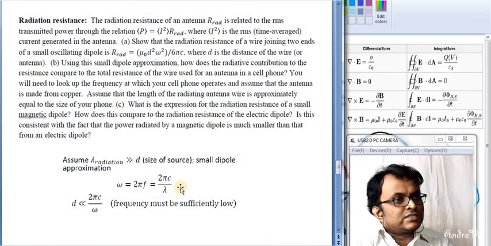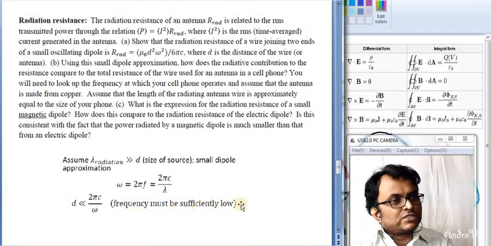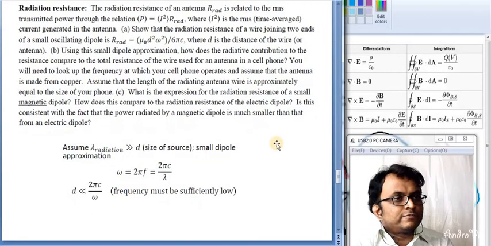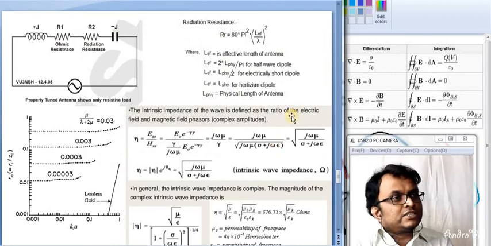And these are the relations showing how the dimension of the antenna depends upon the frequency and the choice. The frequency must be sufficiently low so that the dimensions can be matched, and the radiation resistance for the particular frequency, the omega value, the frequency value corresponding to the lambda value, defines the size of the antenna. In the nutshell of our discussion, still now we are talking about the radiation resistance.